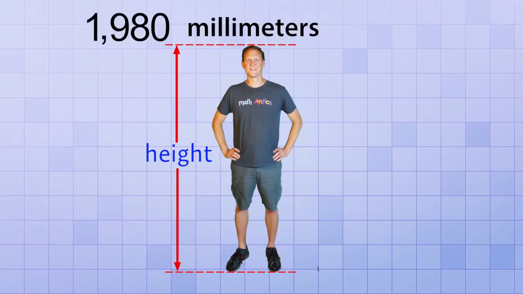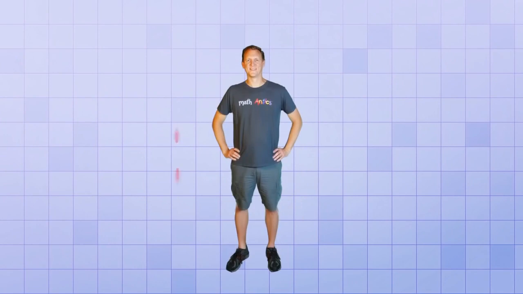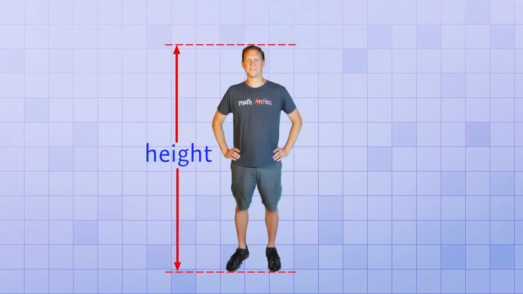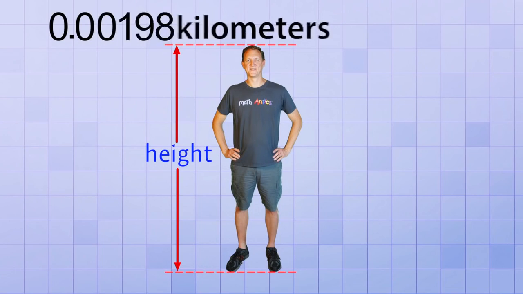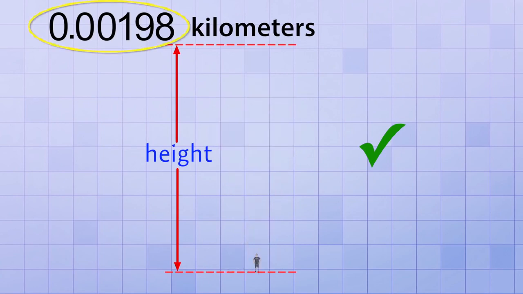And while that's a correct measurement, it's kind of a big number that makes me seem even taller than I really am. On the other hand, if I decide to measure my height using a really big unit like kilometers, I'd be a mere 0.00198 kilometers tall. Again, that's a correct measurement, but it's a really small number that makes me seem tiny.